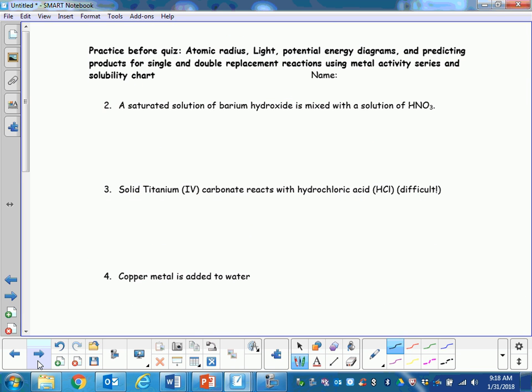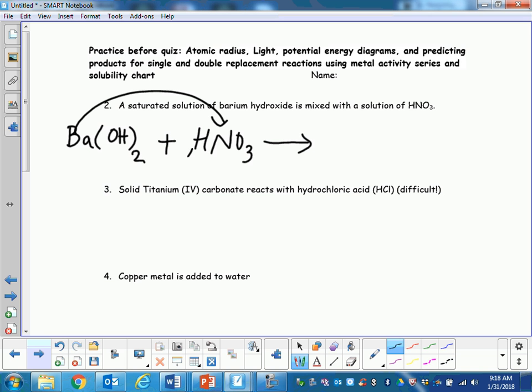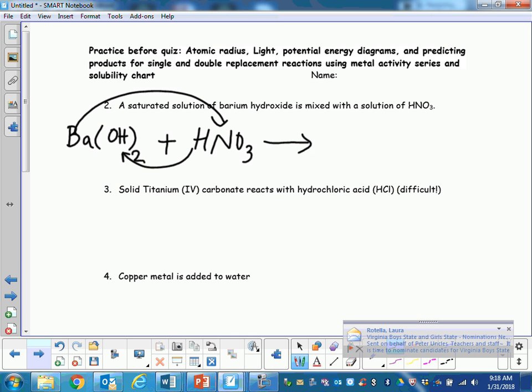Alright, a saturated solution of barium hydroxide is mixed with nitric acid. So let's write the barium hydroxide formula plus nitric acid, or HNO3, or hydrogen nitrate, because we haven't done acids yet. Alright, so I'm switching the ions inside out. Are you with me? So I get the formation of... give me a minute, Claudia. Let me finish and then I'll take your question.